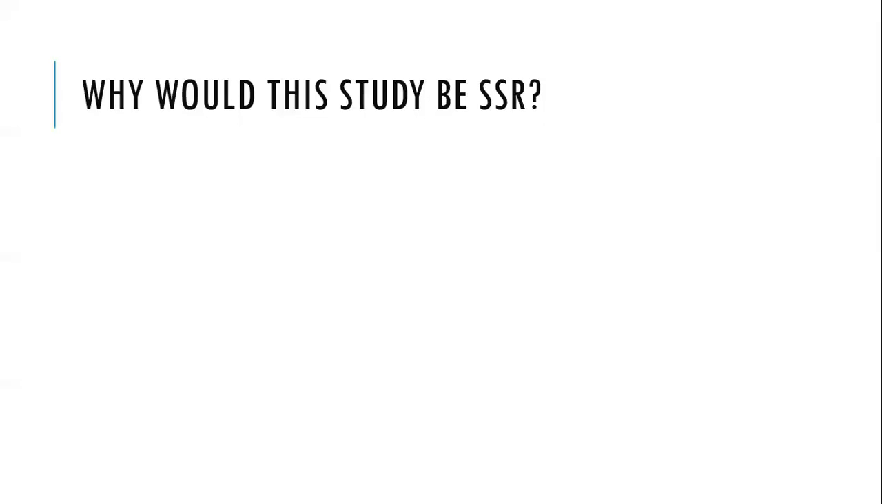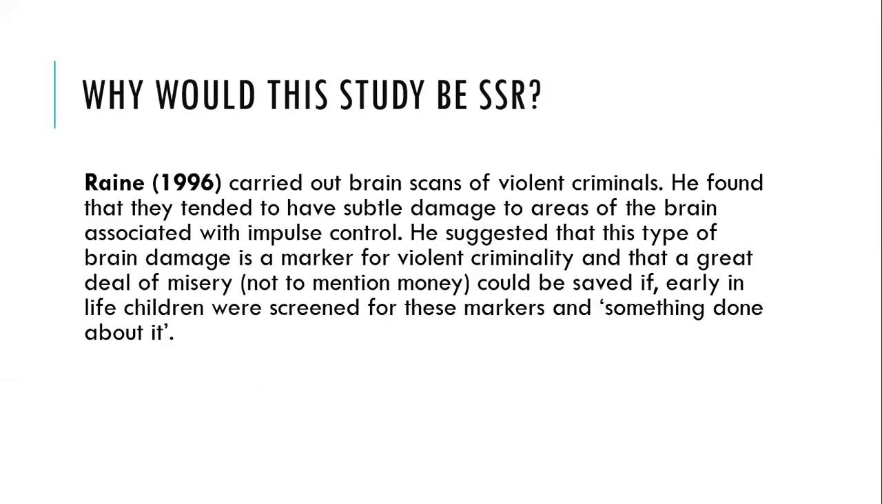Now, I'm going to give you a study in a minute. We're going to have a read through, then you're going to answer the question: why would this study be socially sensitive research? Raine carried out brain scans of violent criminals. He found that they tend to have subtle damage to areas of the brain associated with impulse control. He suggested that this type of brain damage is a marker for violent criminality and that a great deal of misery, not to mention money, could be saved if children early in life were screened for these markers and something could be done about it.